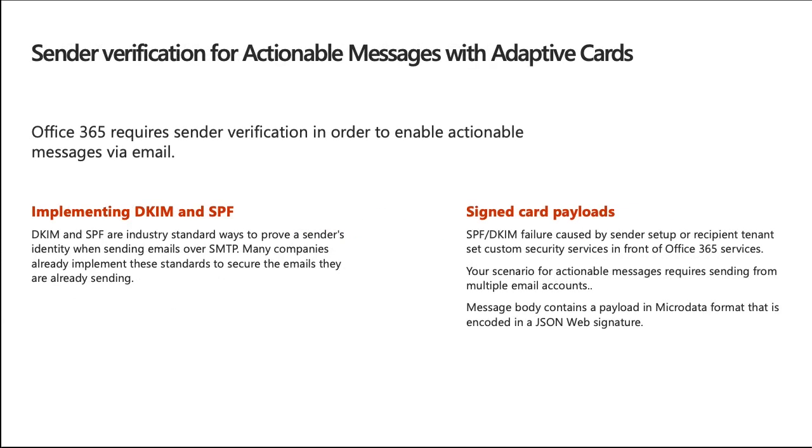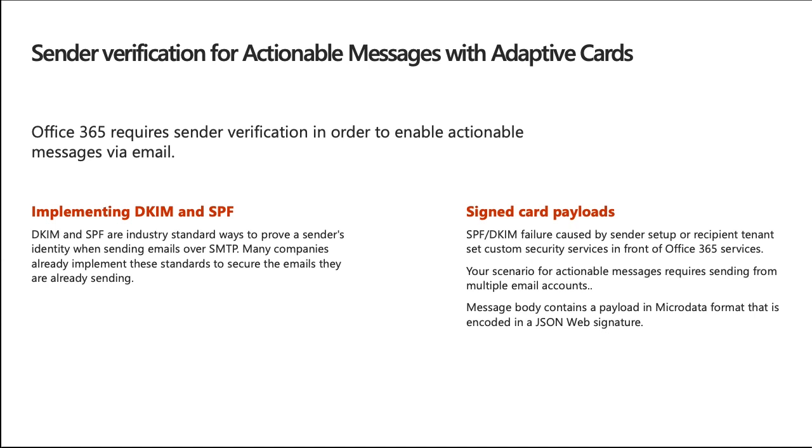Securing actionable emails is simple and easy. There are two phases within the end-to-end experience that impose security requirements on your service when supporting actionable messages with Office 365. Let's explore the sending phase first of an actionable message. In the send phase, the prerequisites for your service to send actionable messages are as follows.